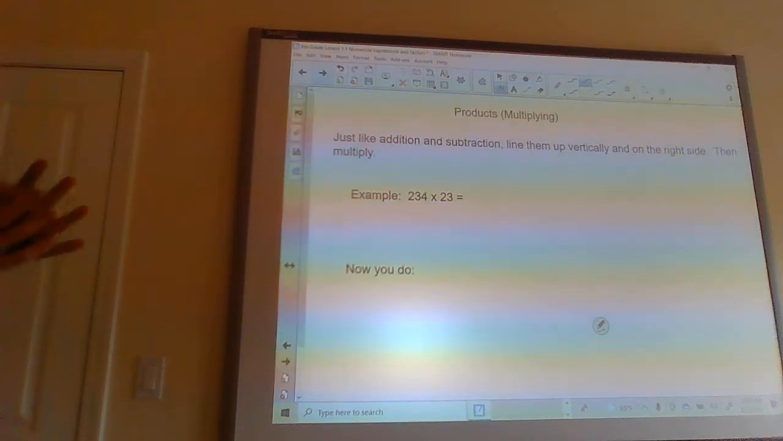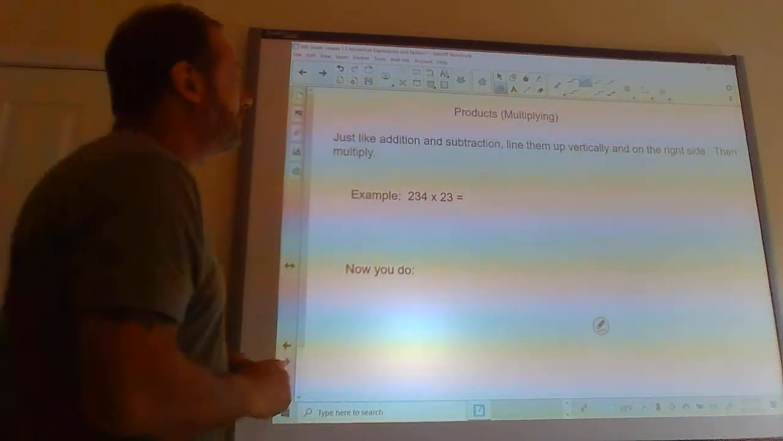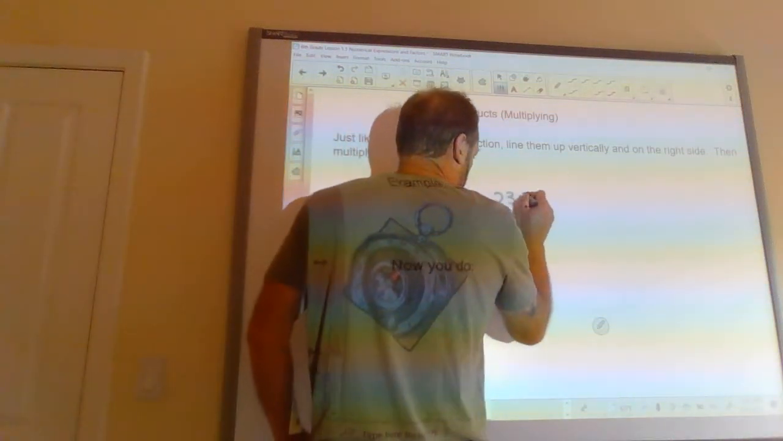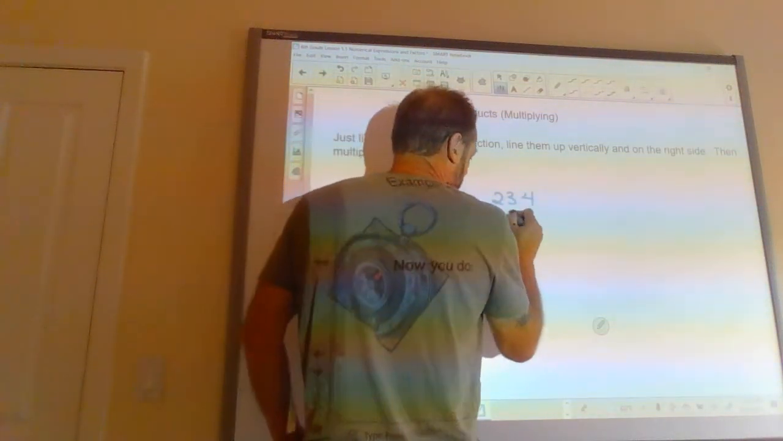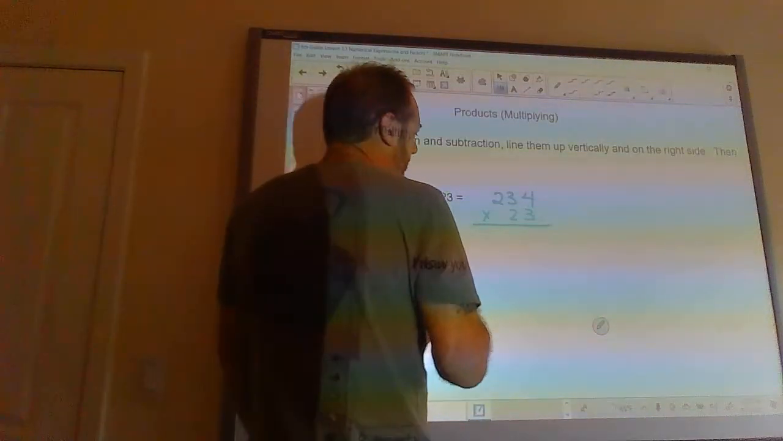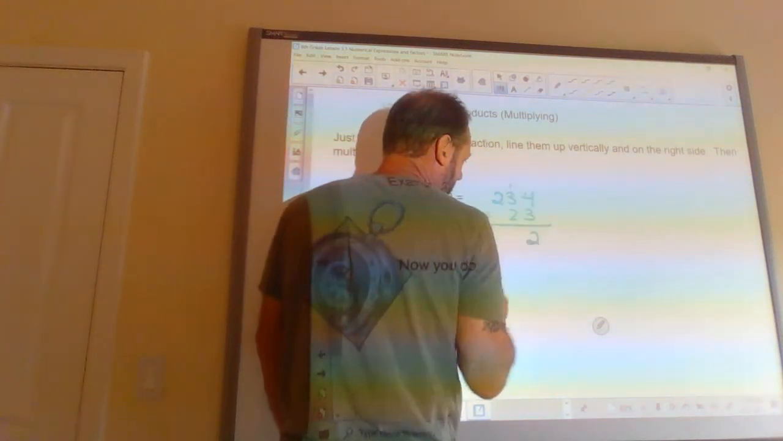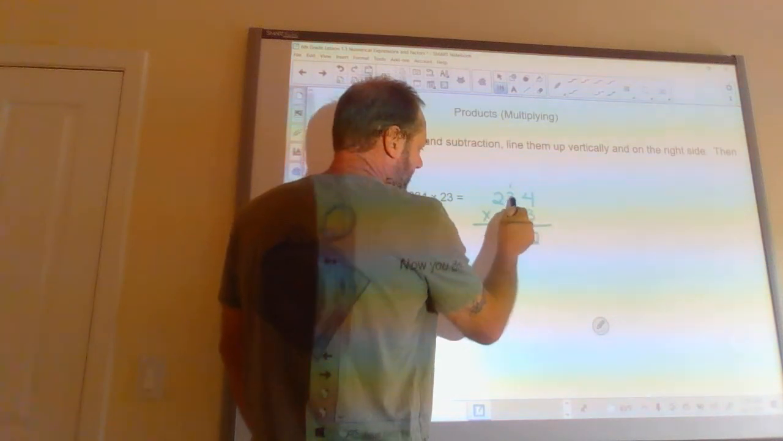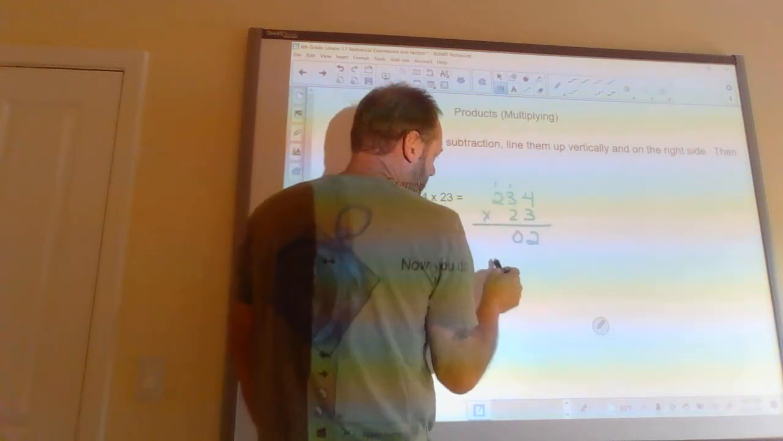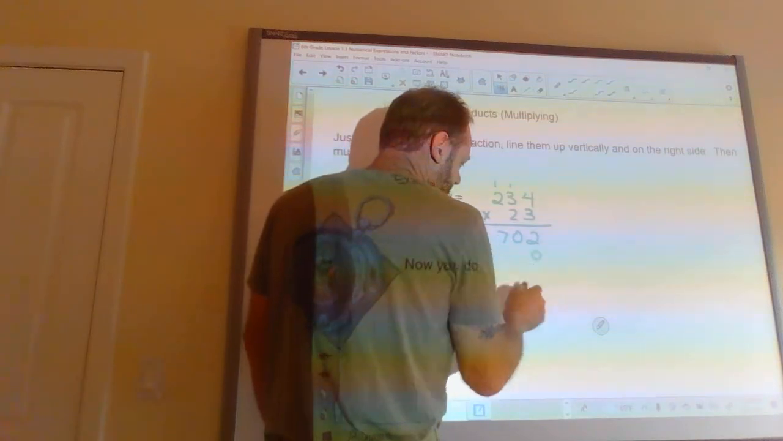Okay, products. All right, just like addition and subtraction, you want to line them up vertically. So we're going to take 234. We're going to multiply that by 23. Okay, and the easiest way to do this is we're going to take our 3 and multiply by 4. That's going to be 12. Carry my 1. 3 times 3 is 9, plus 1 is 10. Put down the 0, carry the 1. 3 times 2 is 6, plus 1 is 7. Now we're going to leave a space, or you can put a 0 if you like.